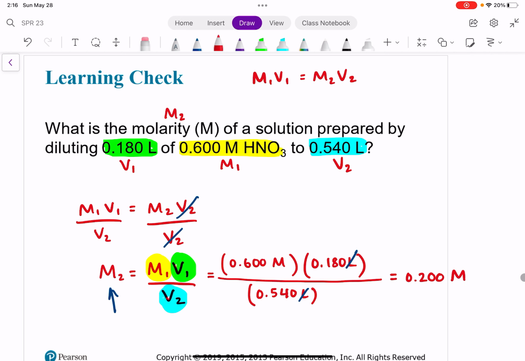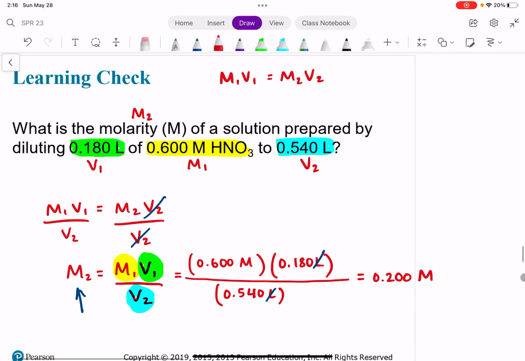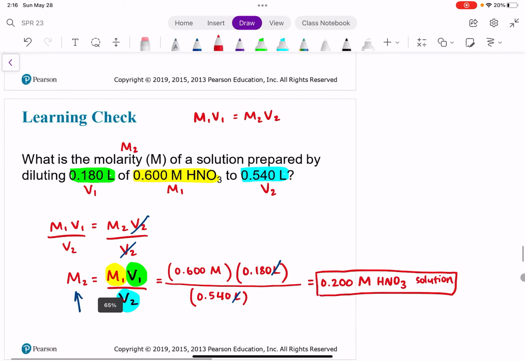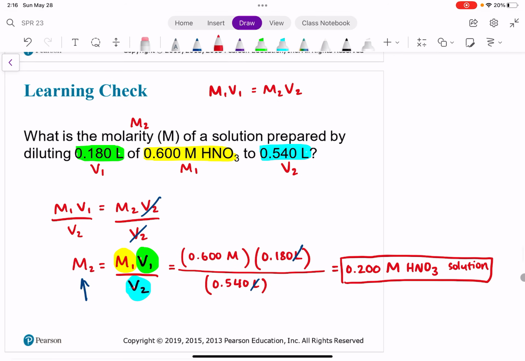So molar, and then what do we have? HNO3 solution. That would be your M2, your final molarity. So you're taking a 0.600 molar solution and making a 0.200 molar solution. You're diluting it. Pretty cool.